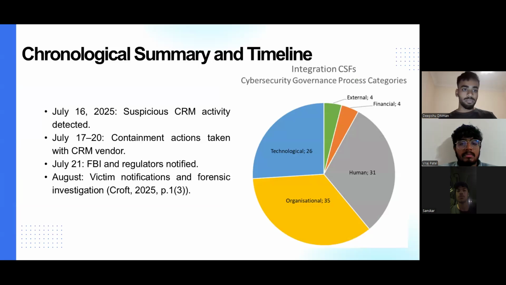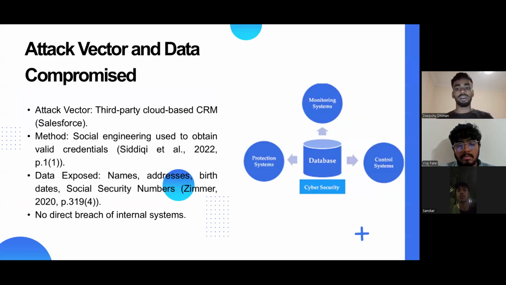Moreover, we also talked about the chronological summary and timeline, in which we explain that insurance companies manage substantial amounts of sensitive information, including identity and financial records. A cyber attack against Alliance Life occurred in July 2025 through a third-party cloud-based CRM system that exposed customers' personal and financial data. Moving on to the next slide, we talk about the attack vector and data compromised.